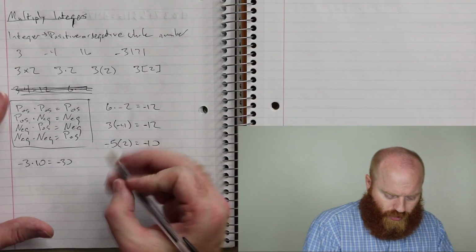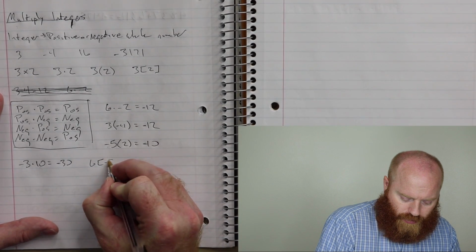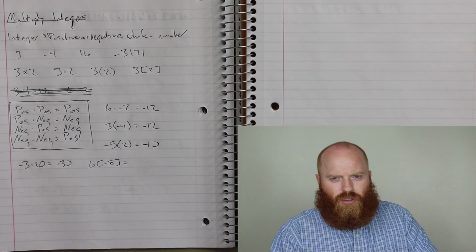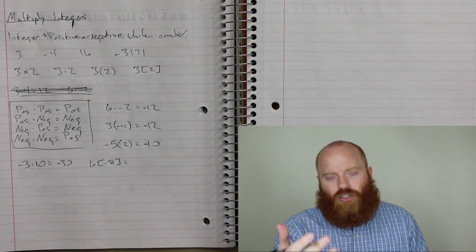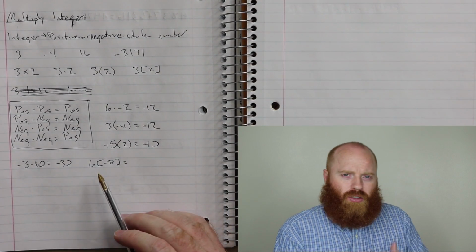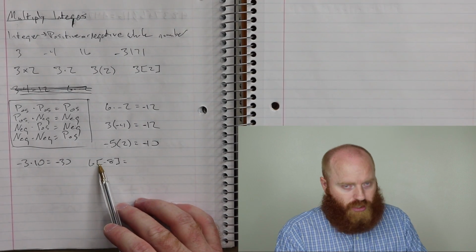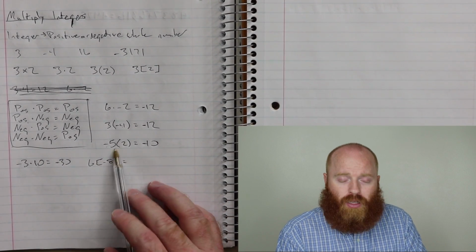What else can we do? We can do 6 times negative 8. Brackets. I'm uncomfortable with that. That's new to me. Guess what? I don't care. I do care, and that's why I'm showing you. I want to eliminate the intimidation that comes with brackets. It's just a grouping symbol, just like parentheses. They mean the same thing.